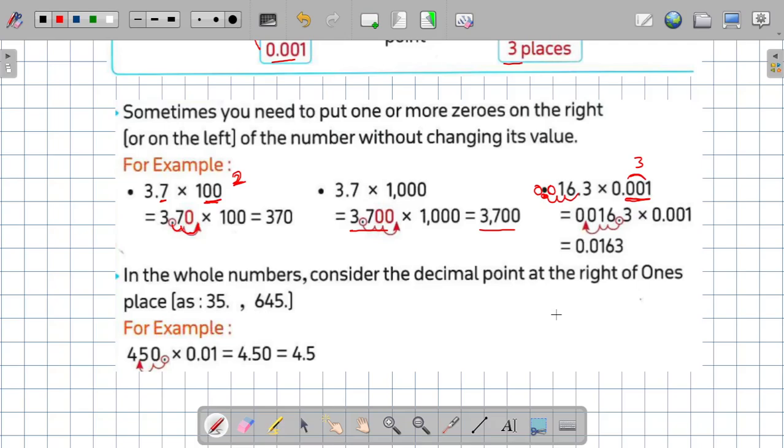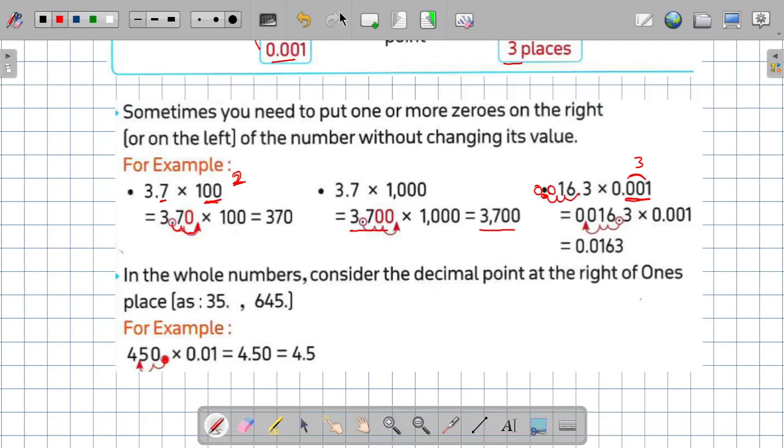My second note about this topic is like this. In the whole numbers, I will consider the decimal point at the right of one's place. Like, if I want to multiply two numbers like this, I have 450 multiplied by 0.01 or 100th. So where is the decimal point that I want to move? I don't know. So I will put the decimal point here, at the right of one's digit. And after that, I will move the decimal point two moves. So the decimal point will be between 4 and 5. So the result will be 4.5.